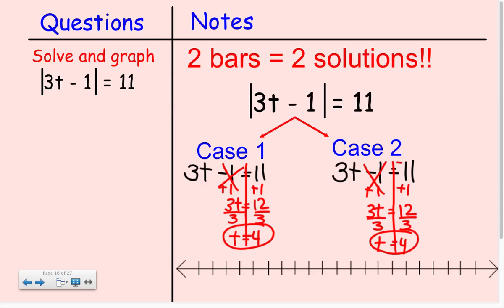Negative 11 and 1 will make negative 10. Negative 10 over 3, that one we're going to get a fraction, but that's okay. It would be negative 3 point, we'll say, negative 3.1 roughly. Okay, so if I graph my 0, I've got positive 4, and I've got negative 3.1.